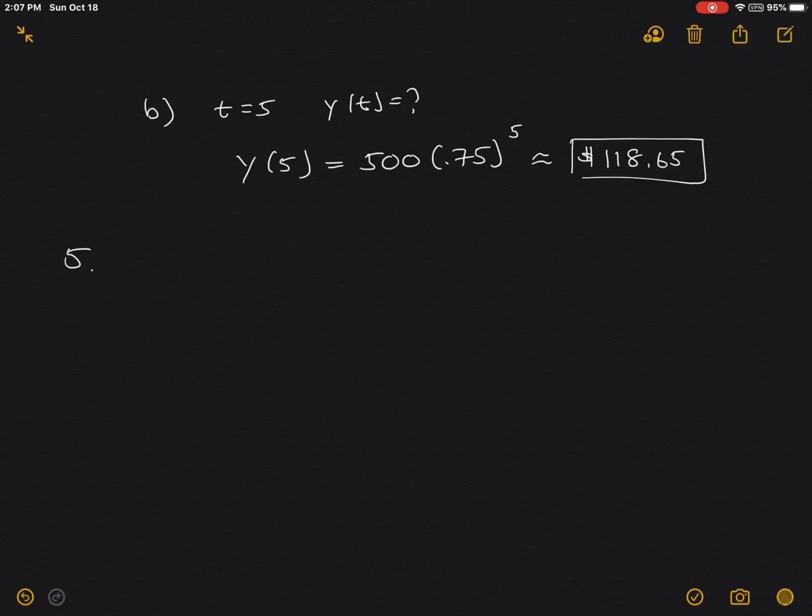All right, moving on to number 5. It says a county is losing population at a rate of 0.7% a year. If the population in 2011 is 1 million, what is it expected to be in the year 2018? Assume the city is losing population continuously.